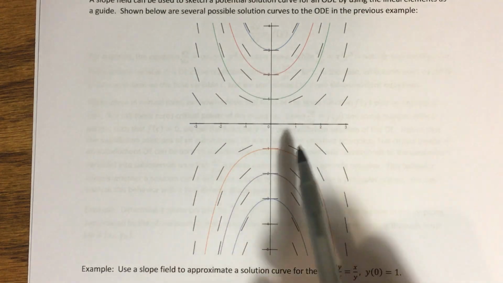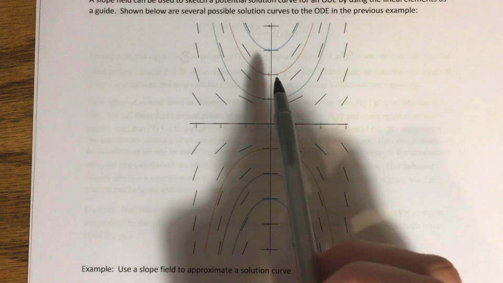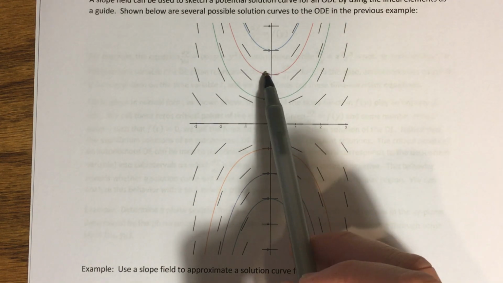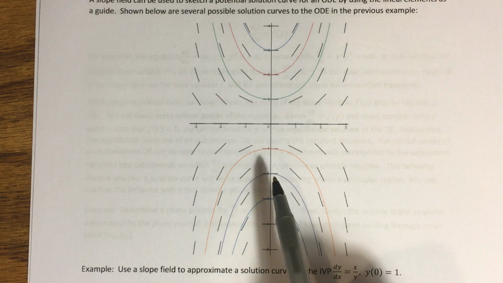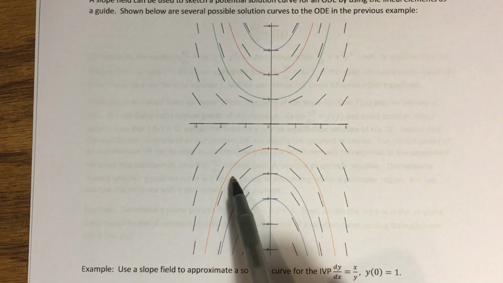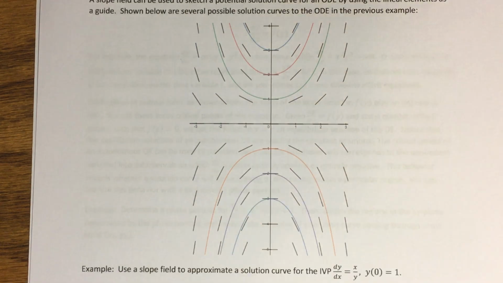So for example, each solution curve very clearly has a horizontal tangent on the y-axis. You can see in all 6 of these that I've graphed on here that they definitely do have either a local maximum or a local minimum where you would expect to see that horizontal tangent.